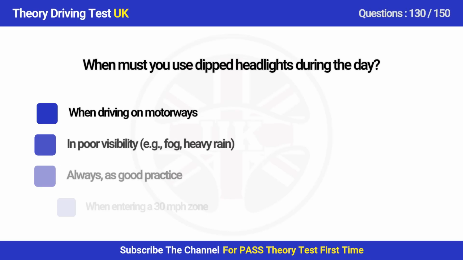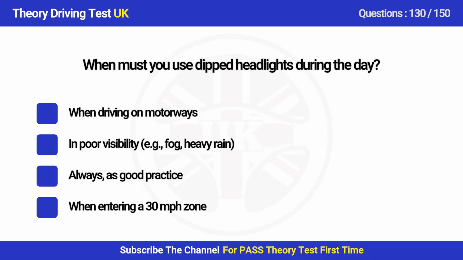Question 130. When must you use dipped headlights during the day? A. When driving on motorways. B. In poor visibility, e.g. fog, heavy rain. C. Always as good practice. D. When entering a 30 zone.